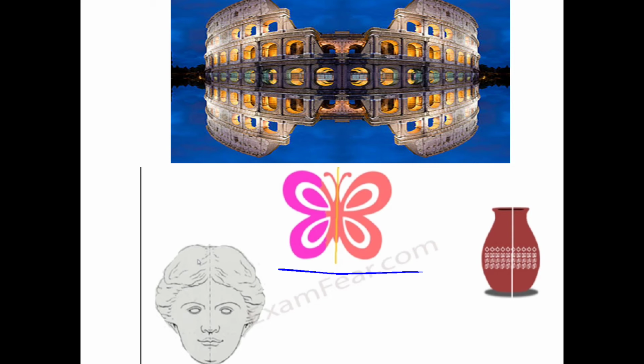The butterfly I'm showing here will be a reflection or a line of symmetry also. If we draw a straight line passing through the middle of the butterfly, we'll get the same thing. They are exactly identical to each other. And here the pot also is exactly identical. And here there is a human face, which is also exactly identical on both sides.